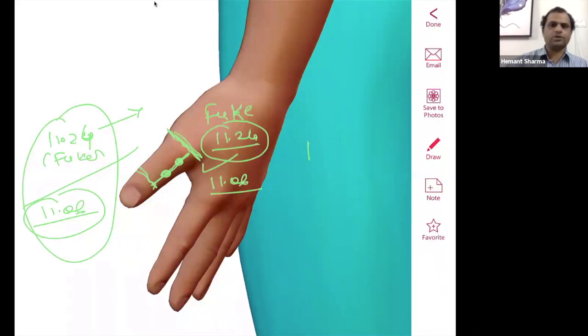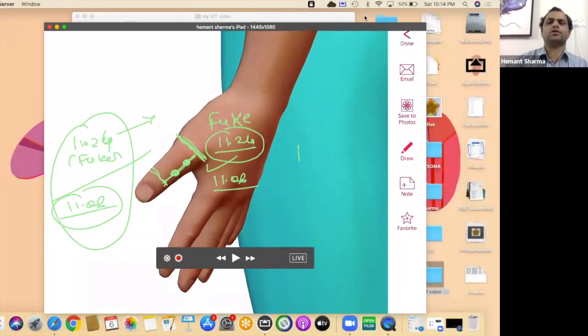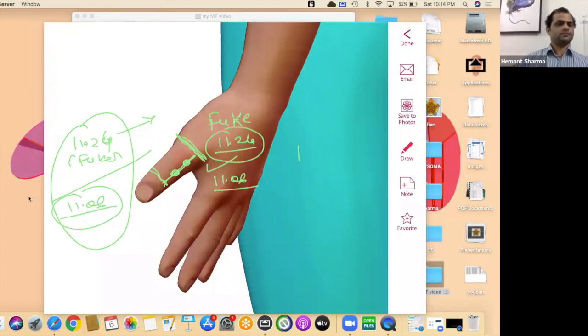Maybe, I don't know, are you able to see? Have you seen? Yeah. In this way, you can see this. So we have to put the point just adjacent to the bone.